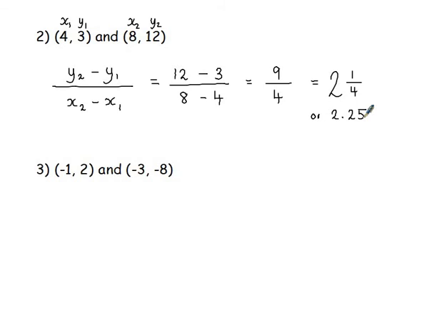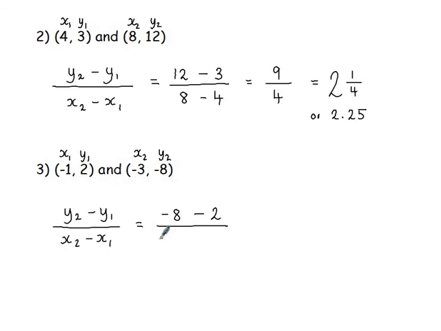Question 3 then, so finally to work out the gradient of (-1, 2) and (-3, -8). Again the formula is y2 take away y1 all over x2 take away x1. If we label them quickly, we've got x1, y1 here, and we have x2, y2 there. So our y2 is our -8, take away our y1, which is 2, all over our x2 is -3, take away our x1, which is -1.